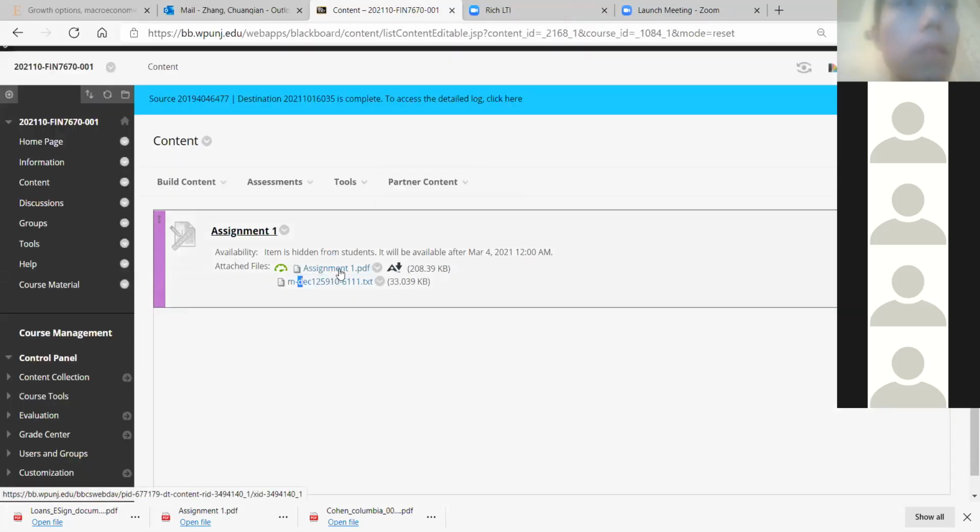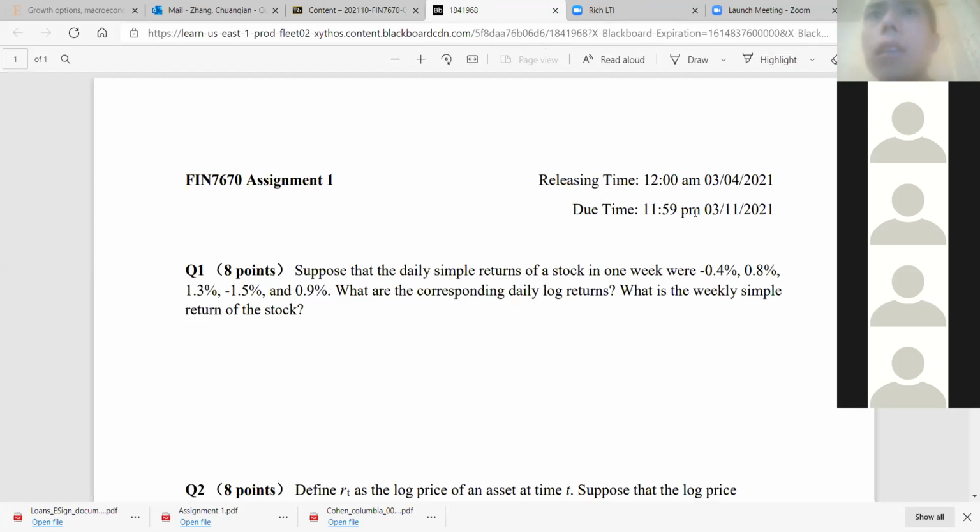The submission of the assignment is going to be on the 11th, by night time, or in the morning? What is the due time? Oh, 11:59. Okay, I want to make sure that's clear.